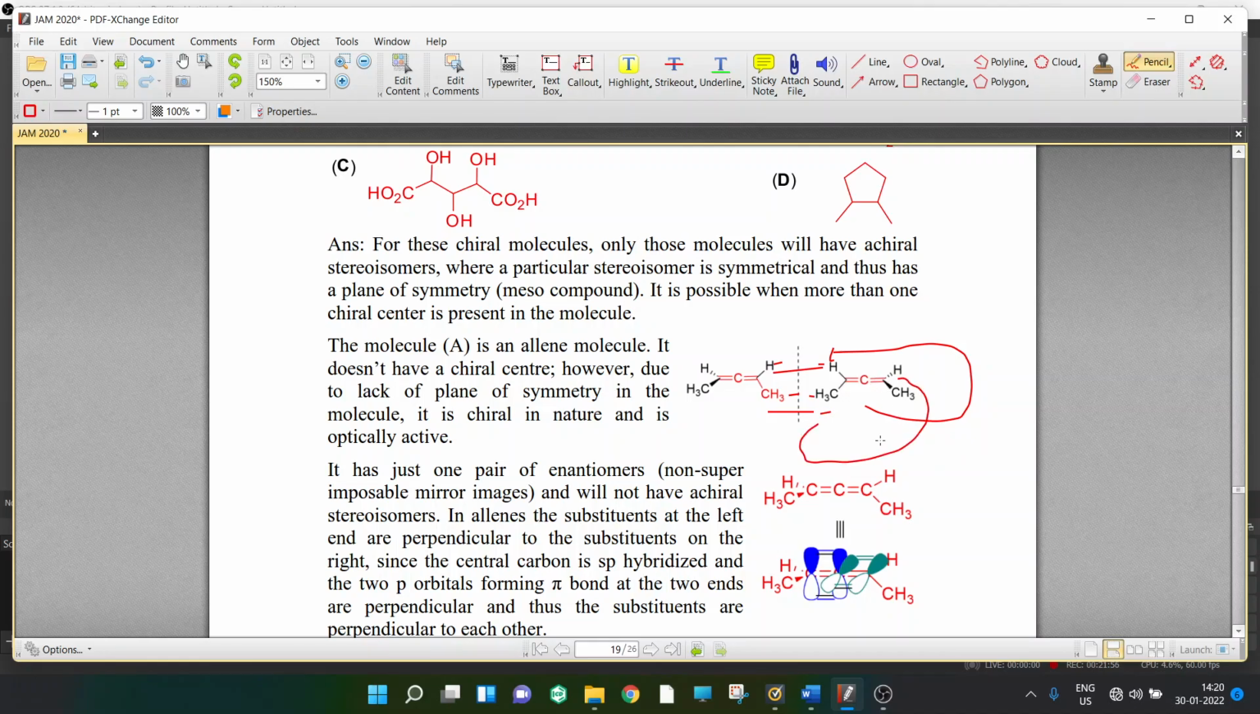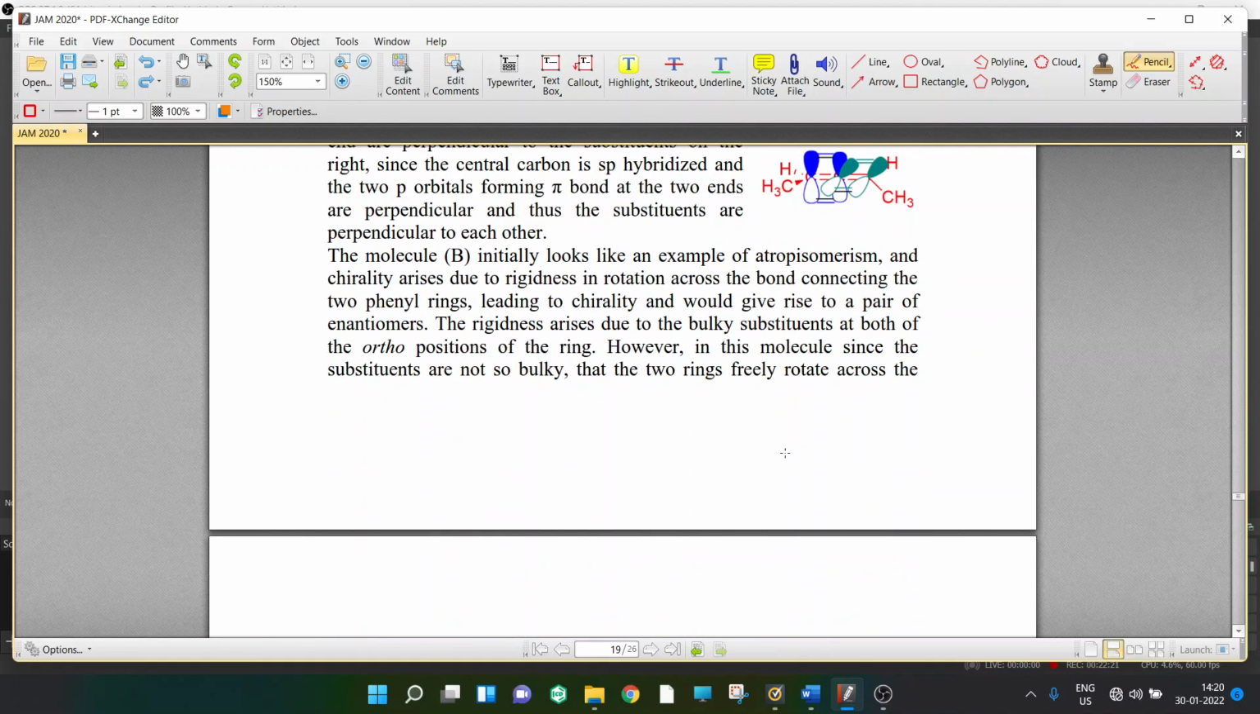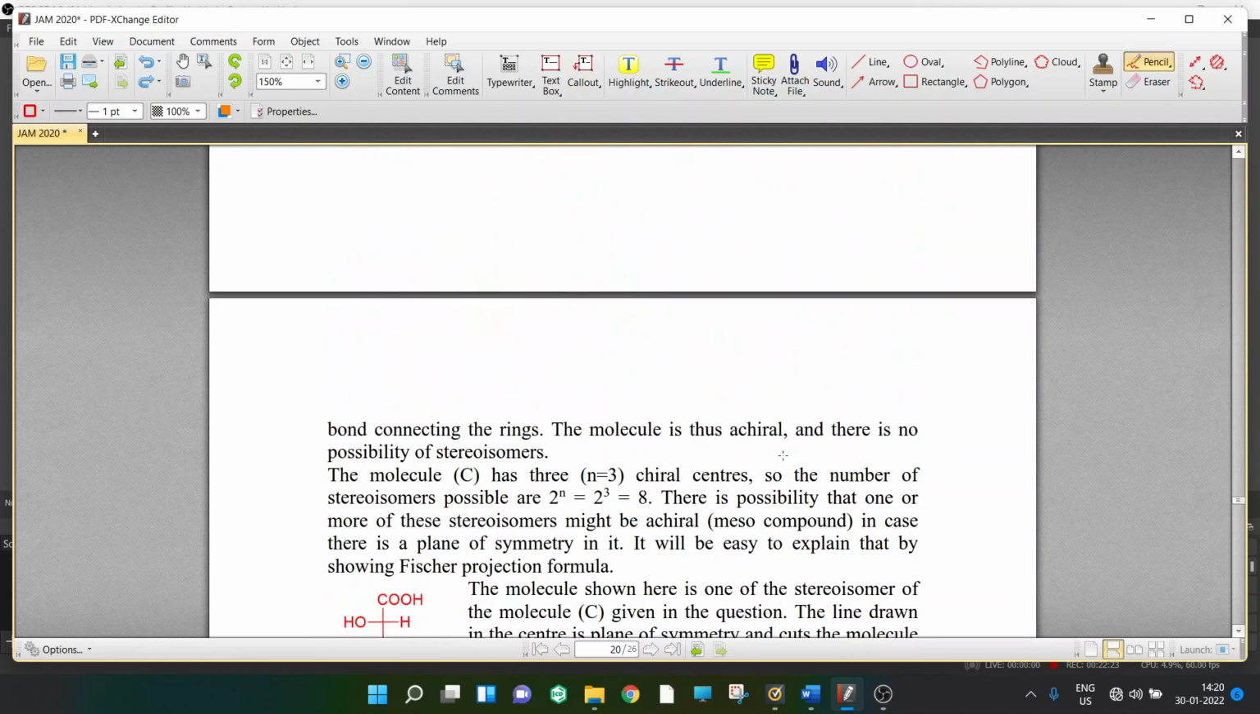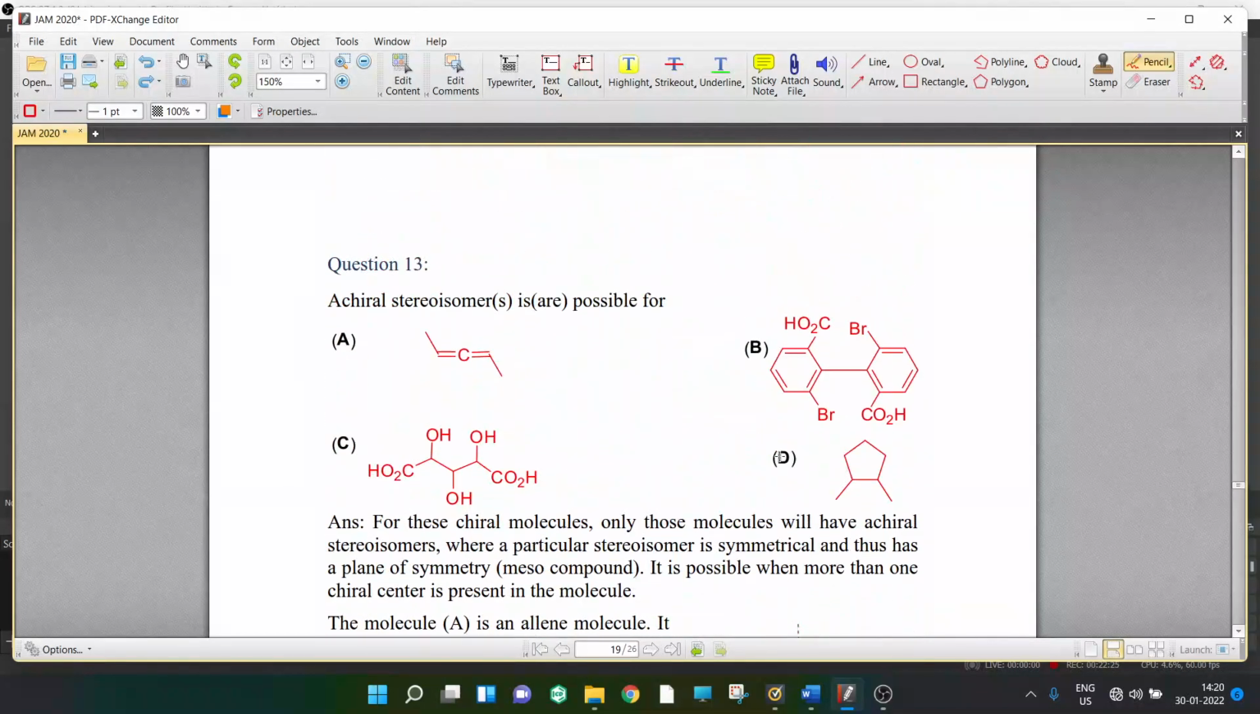So what happens? This CS3 goes behind, so this CS3 is sitting on H and this H is sitting on this CS3, and therefore they are non-superimposable, so they both are chiral. And because they both are chiral, there is no possibility of any stereoisomer which is achiral. Only one stereocenter is there, so only two stereoisomers are possible, right? Next question.